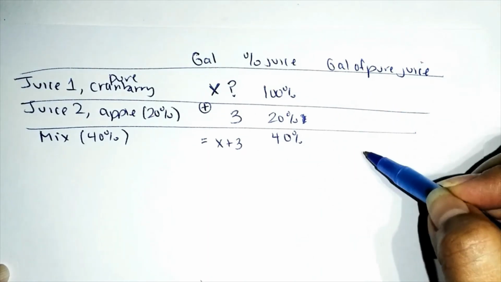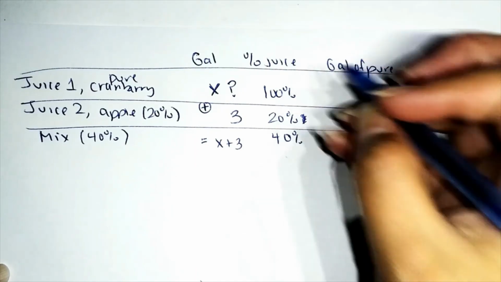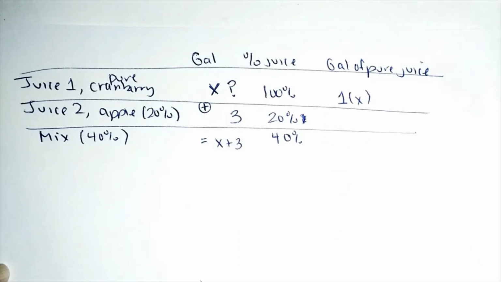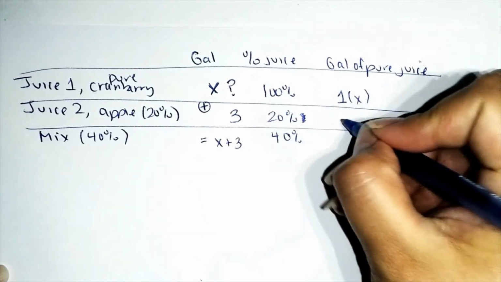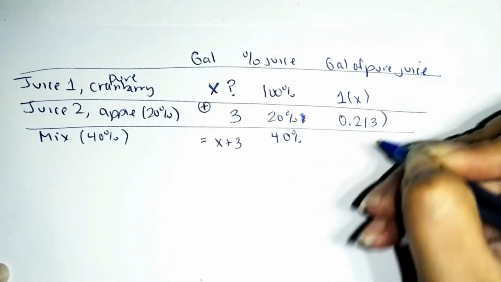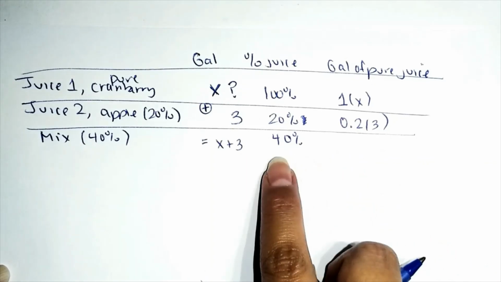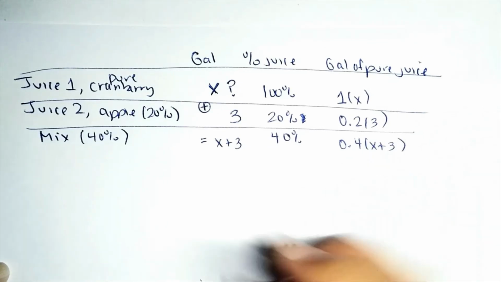Now, how much pure juice do we have in each one? The first one is 100% juice, so the decimal equivalent is 1, and then we're gonna multiply it by X gallons. You can simplify this expression now, or you can simplify it later. With your permission, I will do the later. How much pure juice do we have in the second one? It's 20% juice, so 20% times 3 gallons. How much pure juice do we have in the mix? It's 40% juice, so it's 40% times X plus 3 gallons.